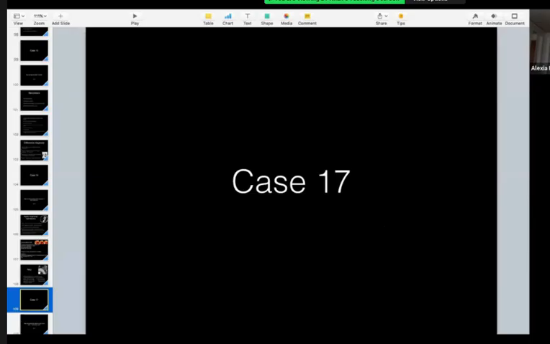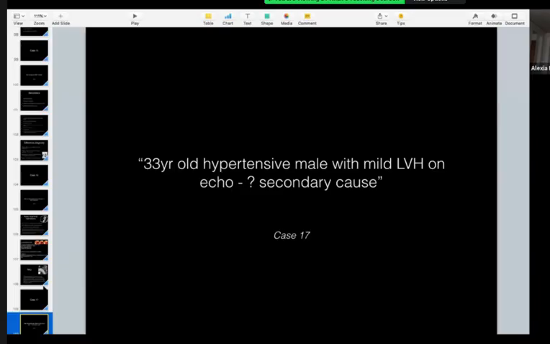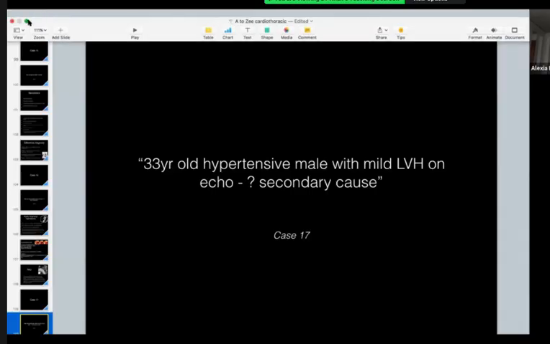Now if we move on to the next case, case 17. Are you still there? Can you still hear me? I was reading the history. Ah, good. So 33-year-old hypertensive male with mild left ventricular hypertrophy on echo. And they were querying a secondary cause for the hypertension. So he was on multiple antihypertensives. And when there's hypertension which is somewhat resistant to medical therapy, in a young patient especially, we look for a secondary cause.